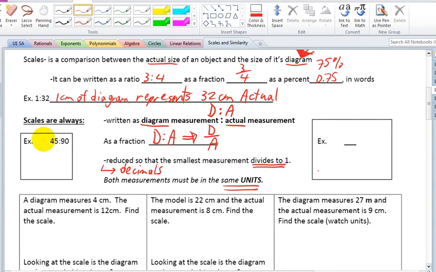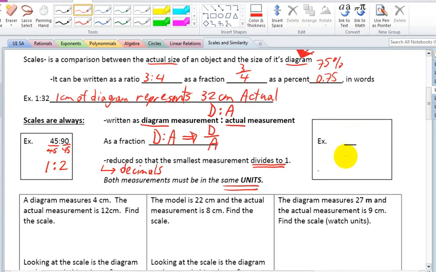Say we have a scale 45 to 90. We want to divide it to 1. So you're going to take your smallest number, 45, divide it by itself. Now these are just like fractions, so you have to divide the other side by 45 as well. And so we'll get 1 to 2. So you're going to take your scale, put it in the lowest terms, just like you would a fraction. A lot of fraction skills here.